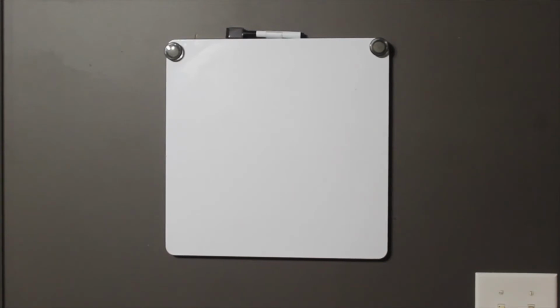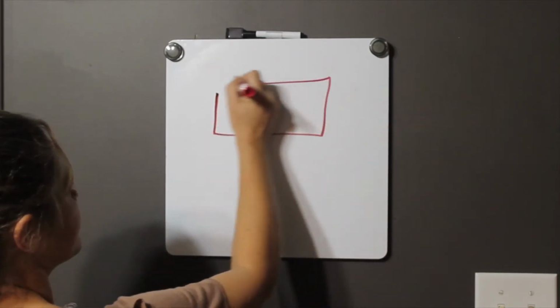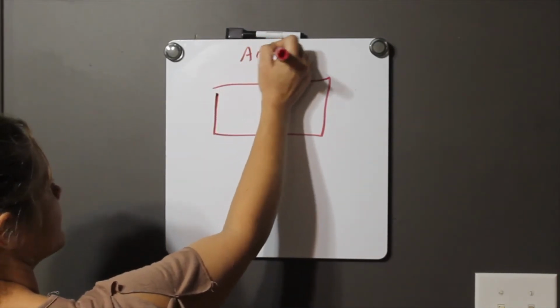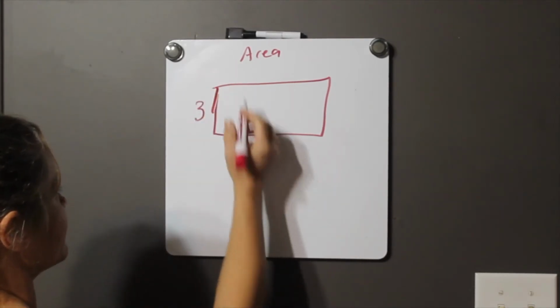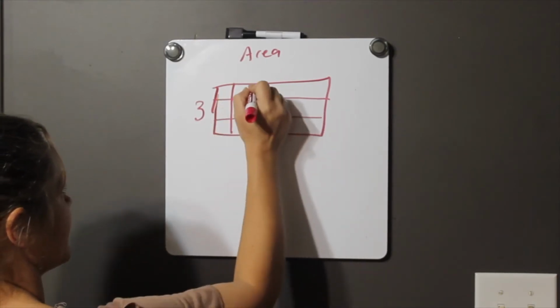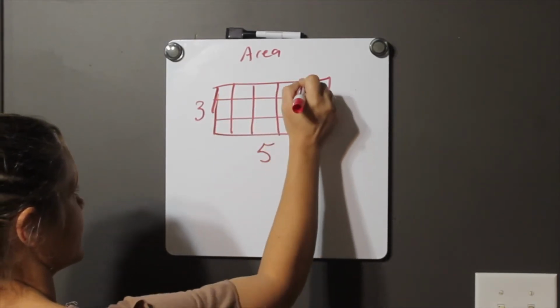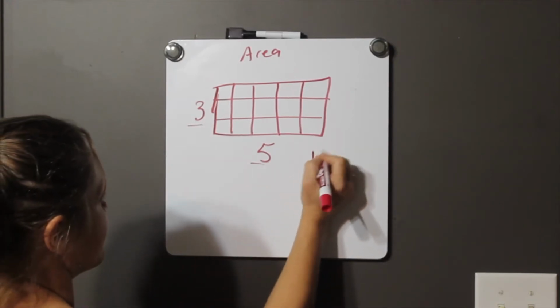Alright, next part is about area. So area isn't a fence, it's more like tiles. So let's say we had 3 and 5. Divide this into 3 sections. Divide this into 5. So you just multiply. 3 times 5 is 15.